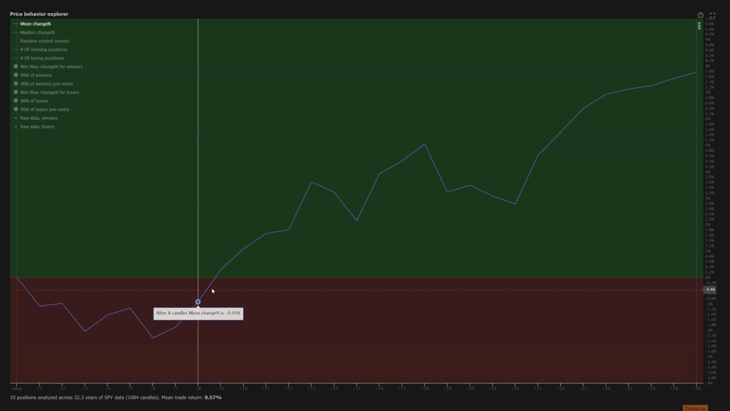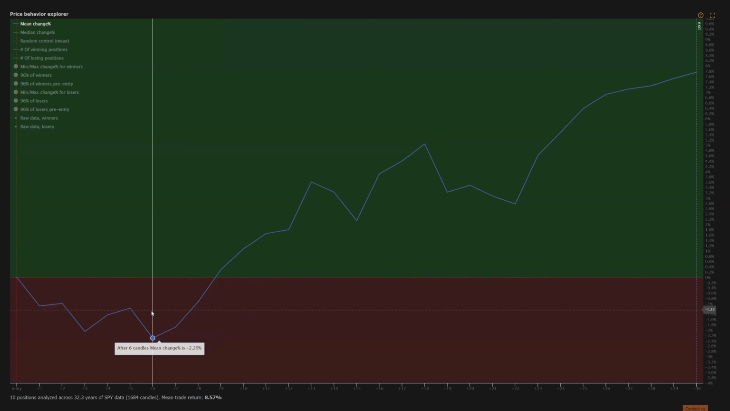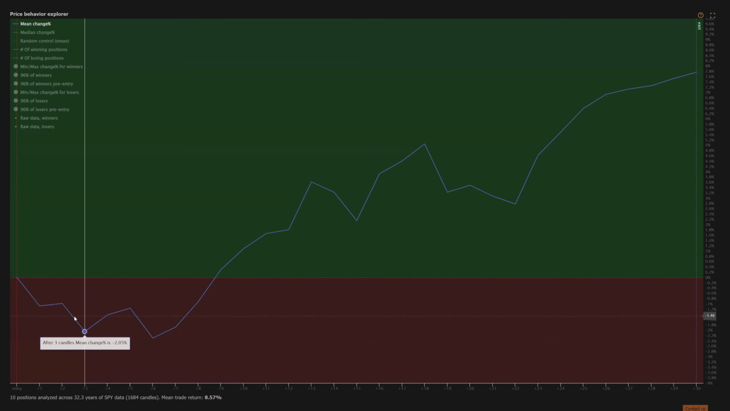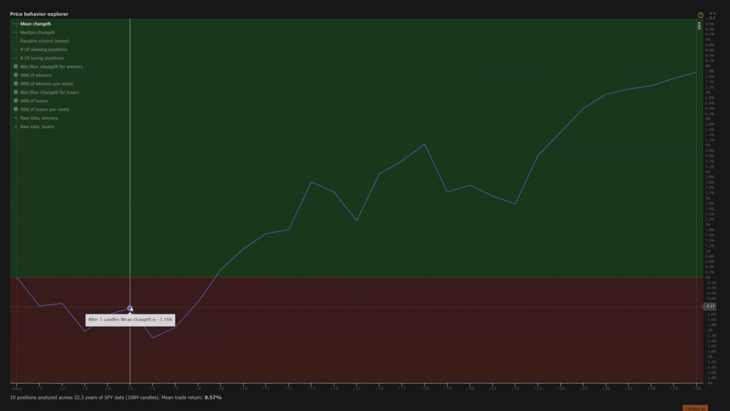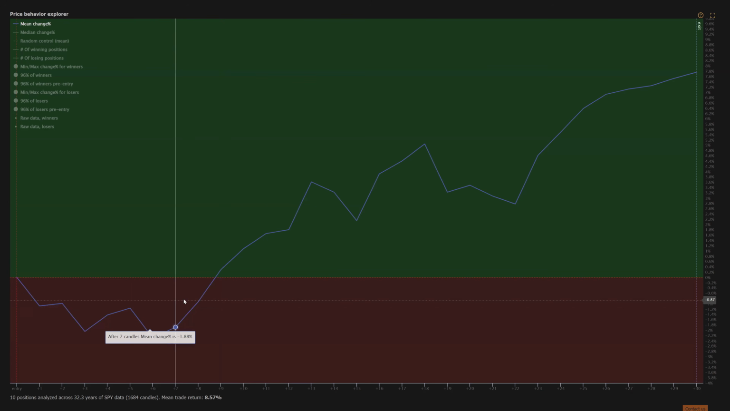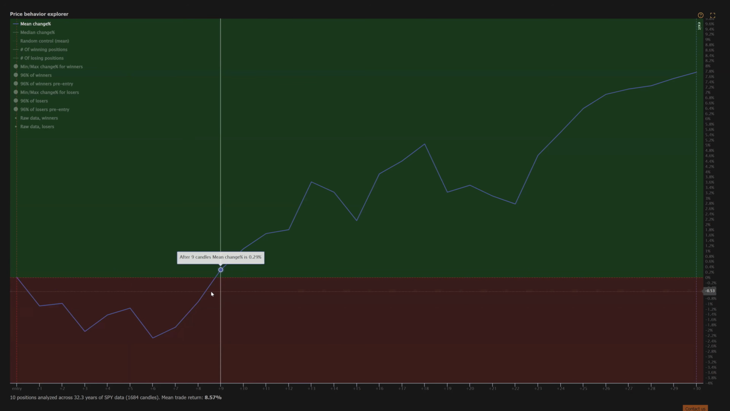So as you can see here, the first 9 weeks, you were on average down about 1% or 2% for the first 9 weeks. And so that's useful to know, because maybe you're like, all right, maybe I want to wait a little bit after the VIX breaks over 45 and then go long, because I see here from the price behavior explorer that on average, in the first 9 weeks, there is a drawdown. Now, again, that could make you miss out on some potential bottoms and stuff like that.